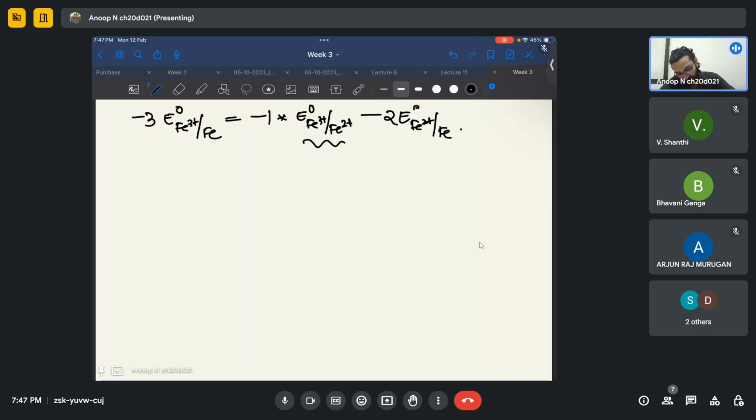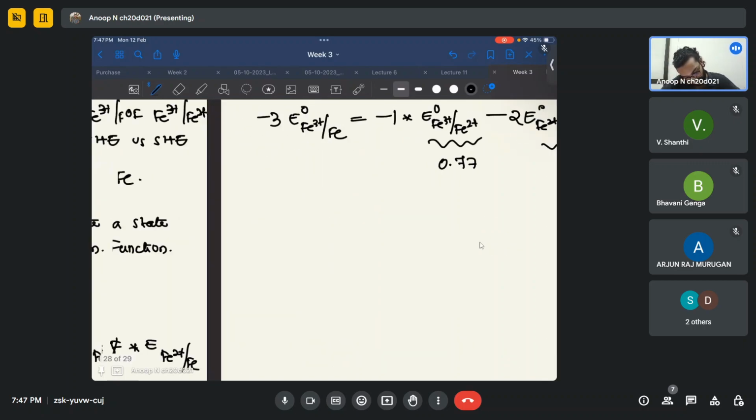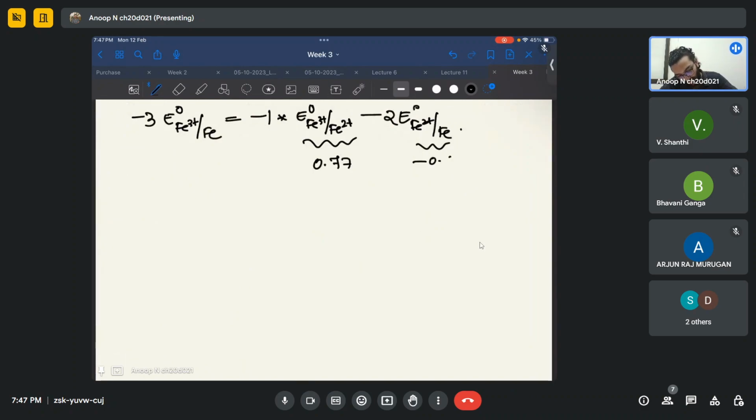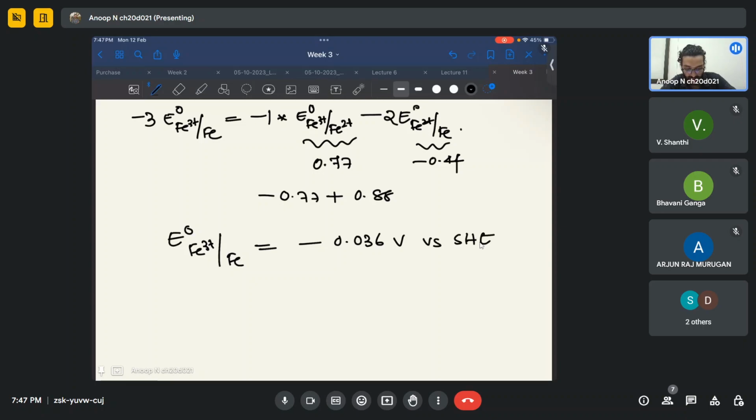So values are given. This value, what's the value? 0.77, I think. This value minus 0.44. Minus 0.77 plus 0.88. So E0 Fe3+ | Fe will be equal to minus 0.036 volt versus SHE. Clear?